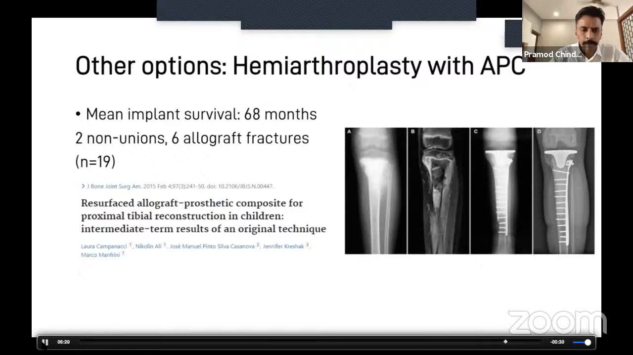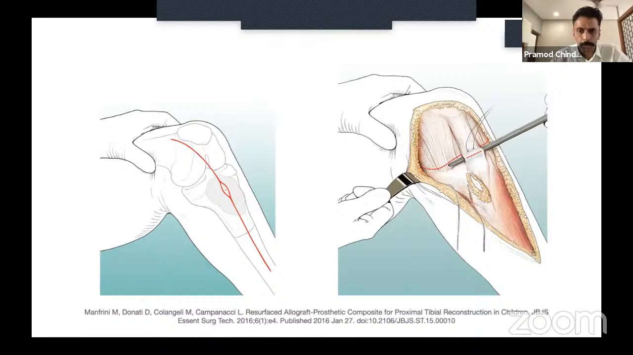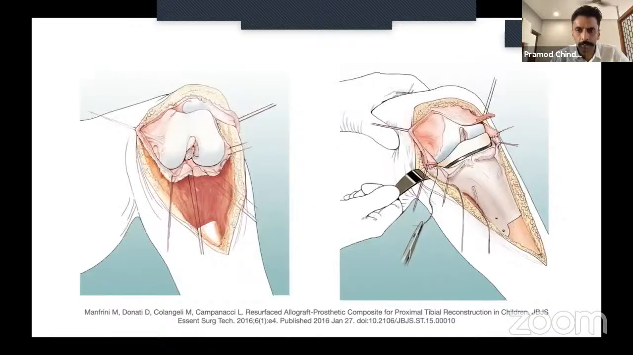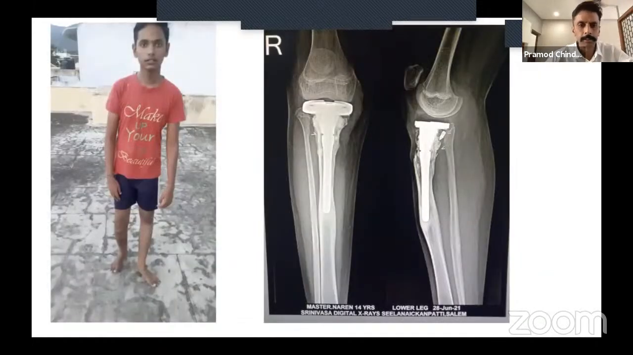So at this point I'll stop, and I'll also share a few slides from the standard paper from Rizzoli. This is how they have written the pictorial. It is a free paper available in PubMed. I think most of them are quite easily accessible. And this is what we felt. And presently, this is his condition.